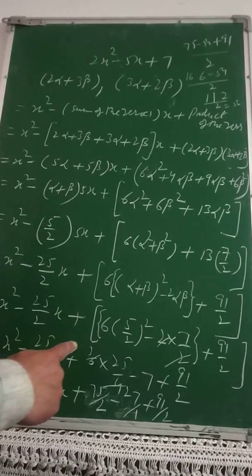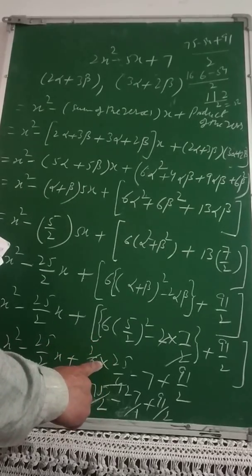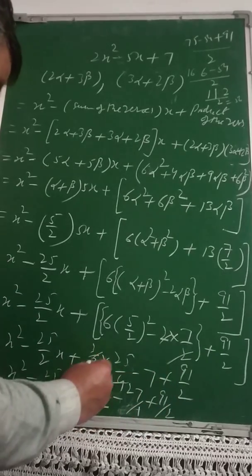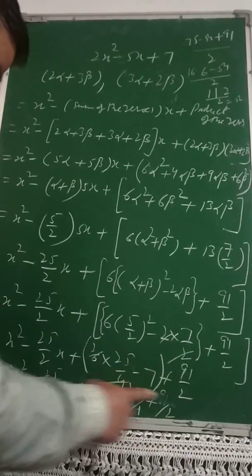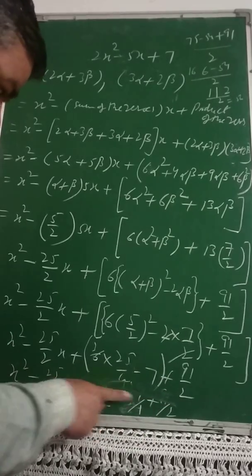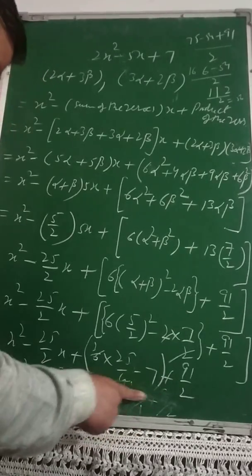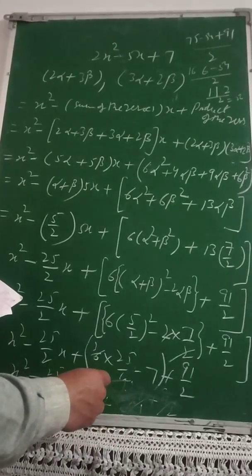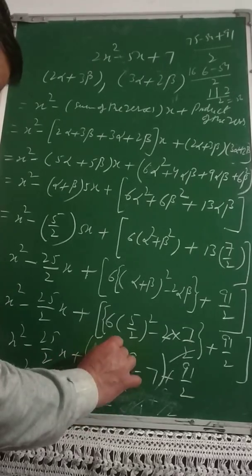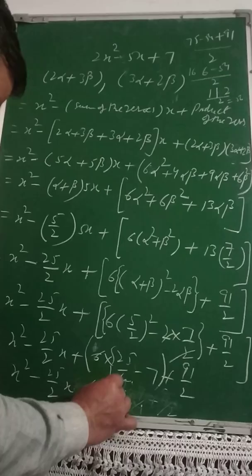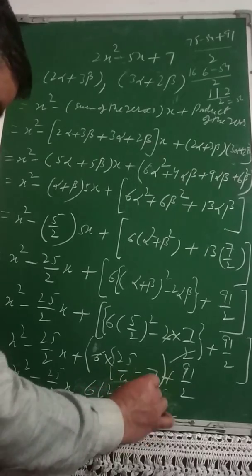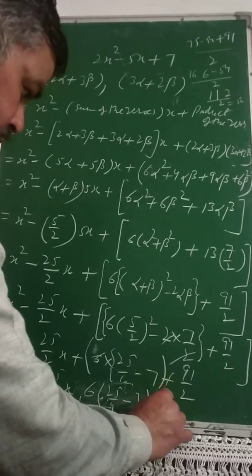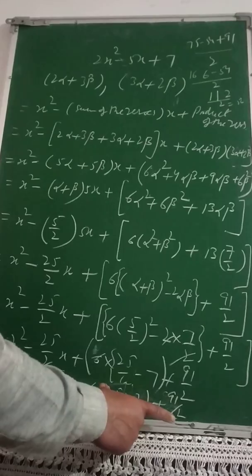Please pay attention here. You need to check these calculations very carefully. This is minus 7 within the bracket. This bracket you have to solve together. So now it becomes 6 into, this was there inside the curly bracket, 6 into 25 upon 4 minus 7, and plus it was 91 upon 2.